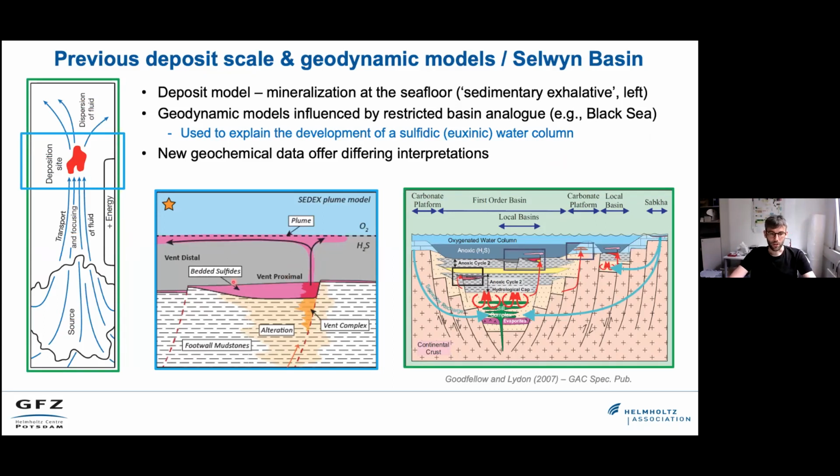The SEDEX model that I just touched on at the start was originally developed from work in the Selwyn Basin. It was developed back in the 1980s and was strongly influenced by studies on modern restricted basins like the Black Sea. So initially, it was thought that in the SEDEX model, basin restriction was a really important prerequisite to the development of stagnant, anoxic conditions in which sulfide minerals would ultimately be preserved at the seafloor. But we've since revised some of these ideas, and more geological and geochemical data is showing slightly different things.